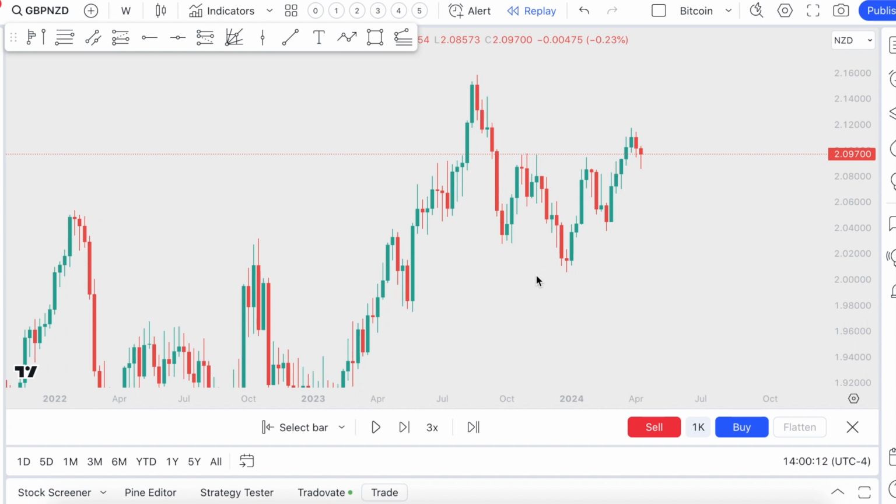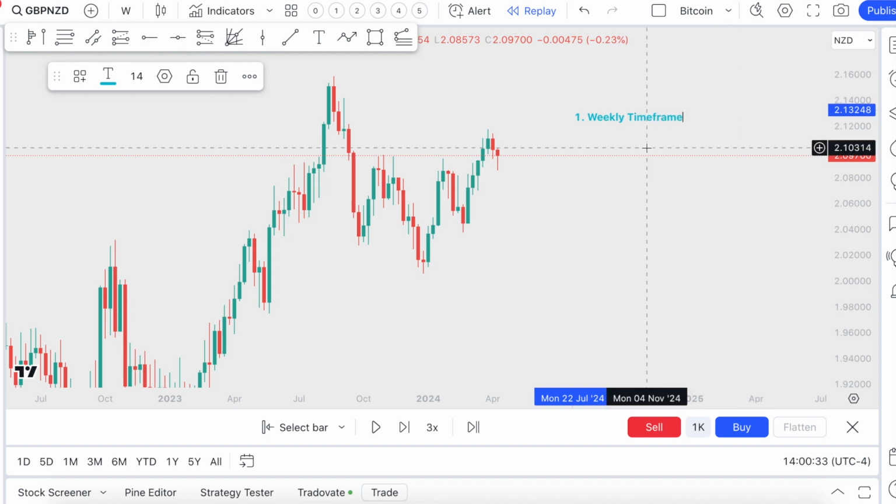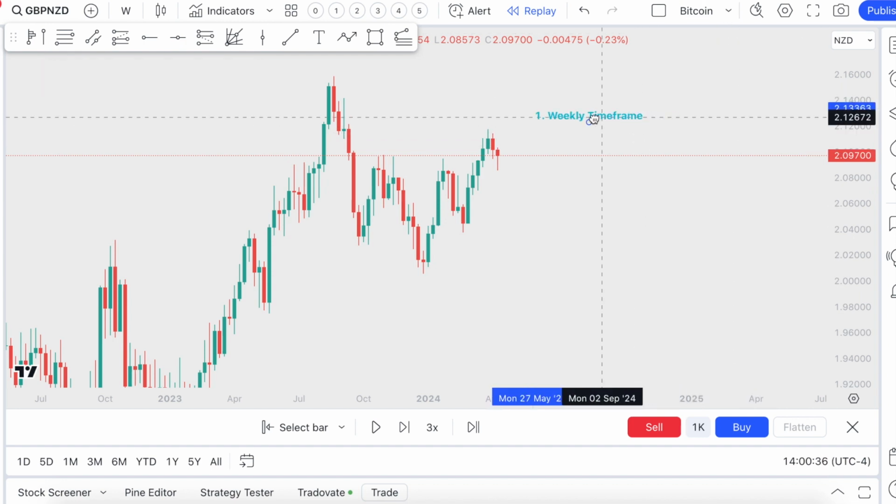Alright, so price action this week for the British pound against the New Zealand dollar was actually a really good example for the Forex model, the video that I put out last week. So I'm just going to go over that here. Notice once again that I start with the weekly time frame, right? I'm just trying to get a feel for if it's bullish, if it's bearish, right?